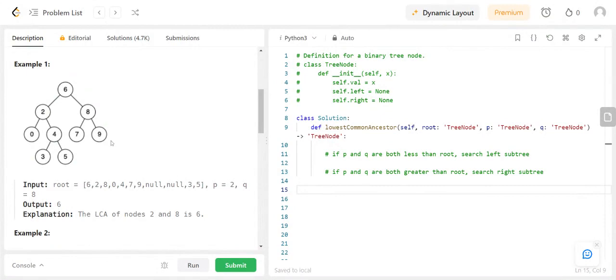Okay, so let's look at an example of this. Say P and Q is 7 and 9. Okay, our first root is going to be 6. 7 and 9 are both greater than 6, so we know to search the right subtree.